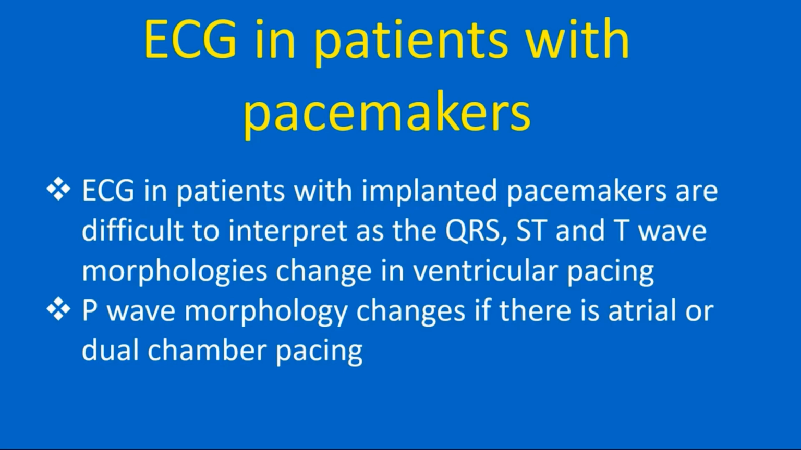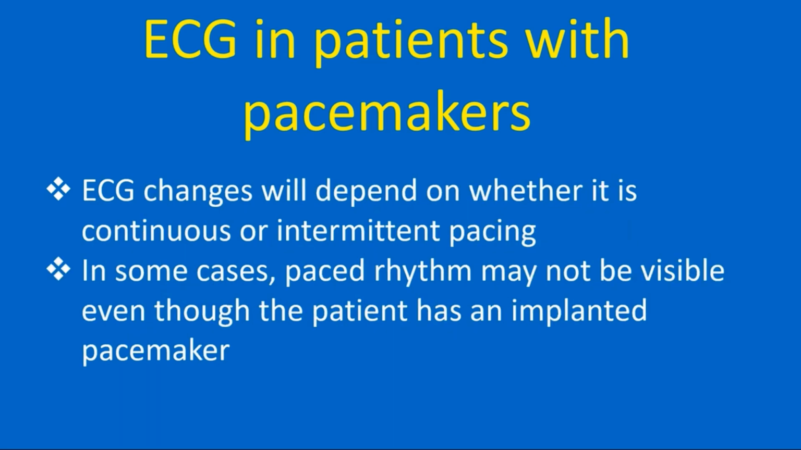ECG in patients with implanted pacemakers are difficult to interpret as QRS, ST and T-wave morphologies change in ventricular pacing. P-wave morphology changes if there is atrial or dual chamber pacing. ECG changes will depend on whether it is continuous or intermittent pacing. In some cases, paced rhythm may not be visible even though the patient has an implanted pacemaker.